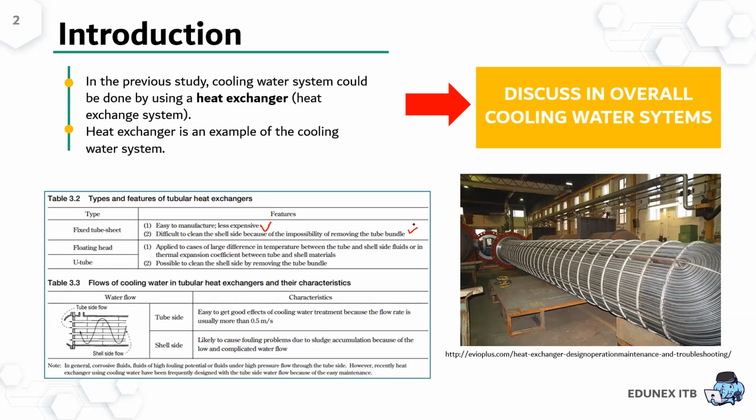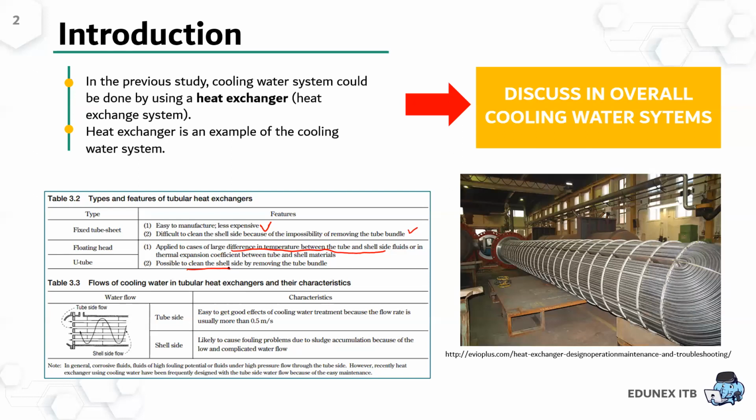And the second and third types are the floating head and U-tubes. The floating head is applied to cases of large difference in temperature between the tube and shell side fluids, and in thermal expansion coefficients between the tube and shell materials. Another advantage is that it is possible to clean the shell, because we can remove the tube bundles in floating head and U-tube types of heat exchangers. However, comparing the price, the floating head and U-tube are more expensive than the fixed tube sheet. So we have to consider two parameters: first, the economic perspective, and second, the performance and ease of maintenance.